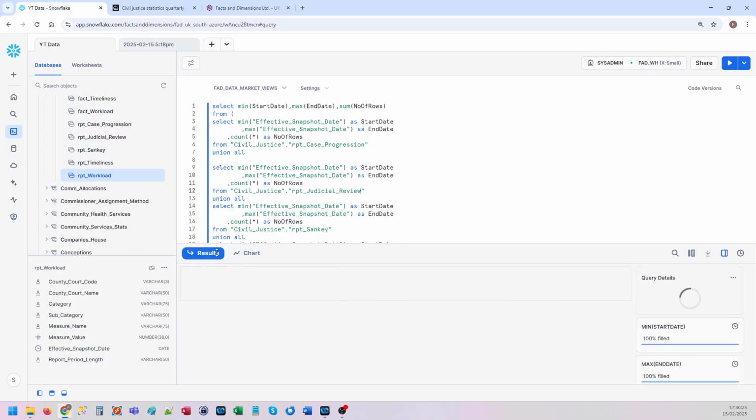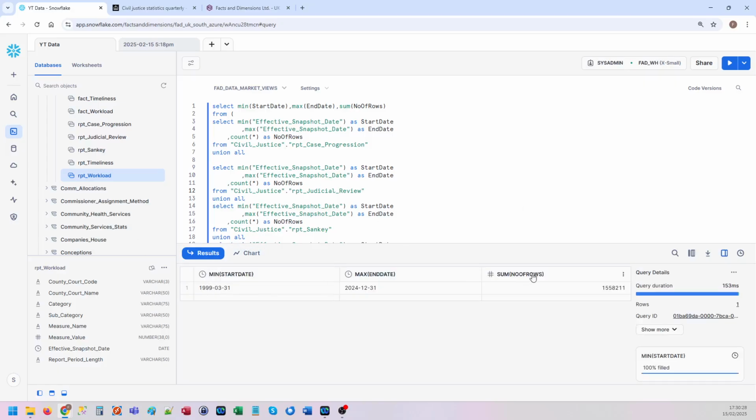The total data set goes back to 1999, and there's 1.5 million rows so far.